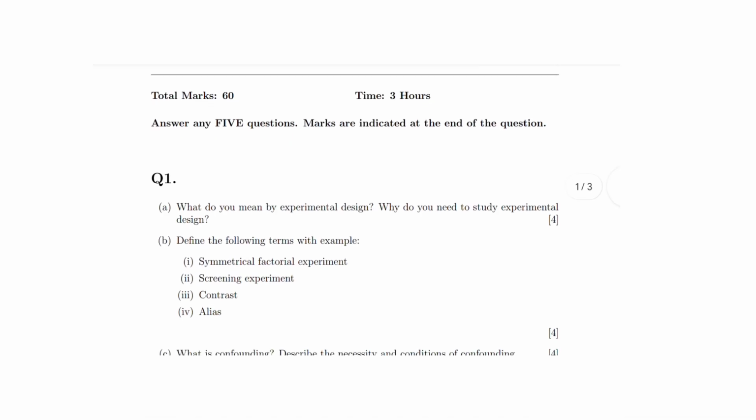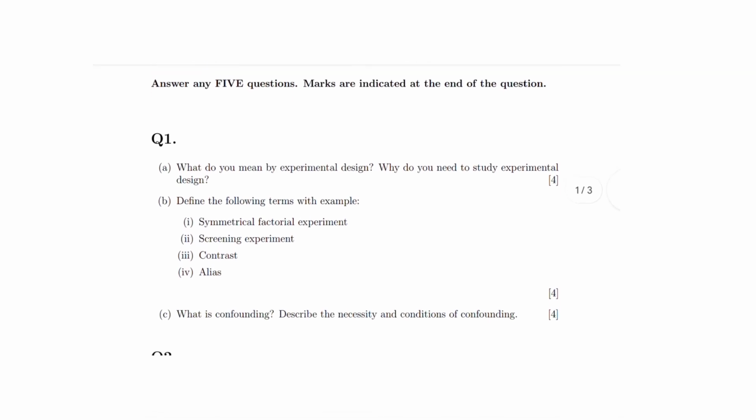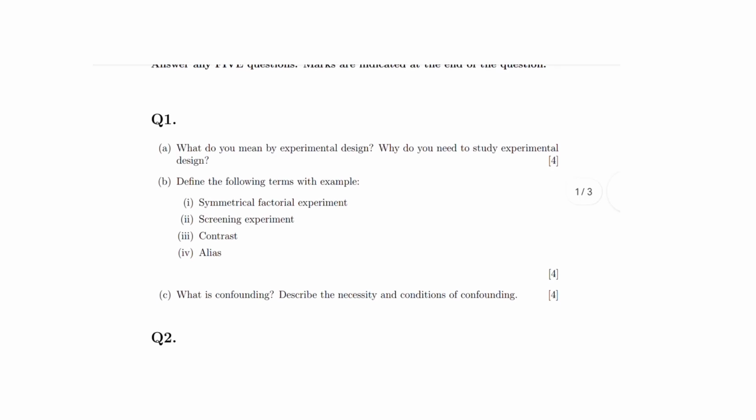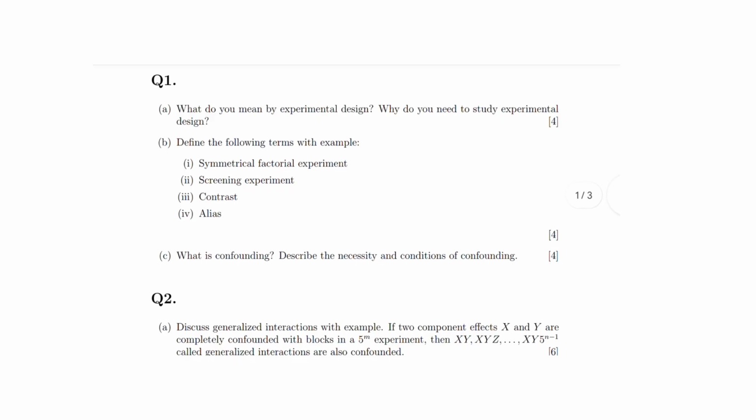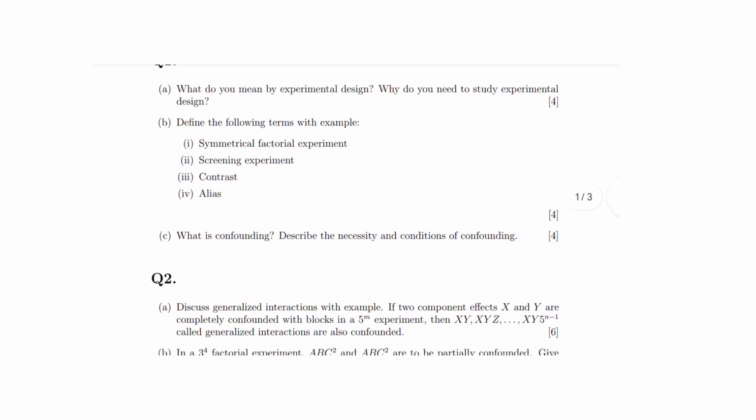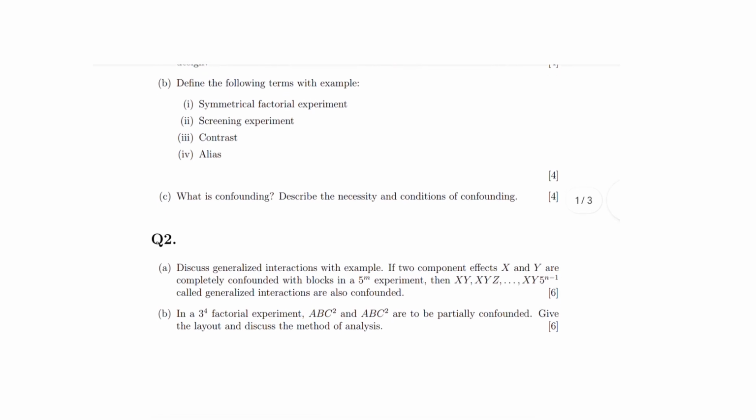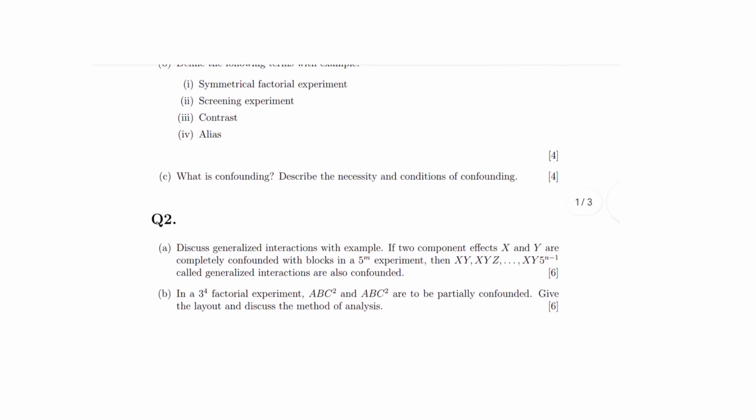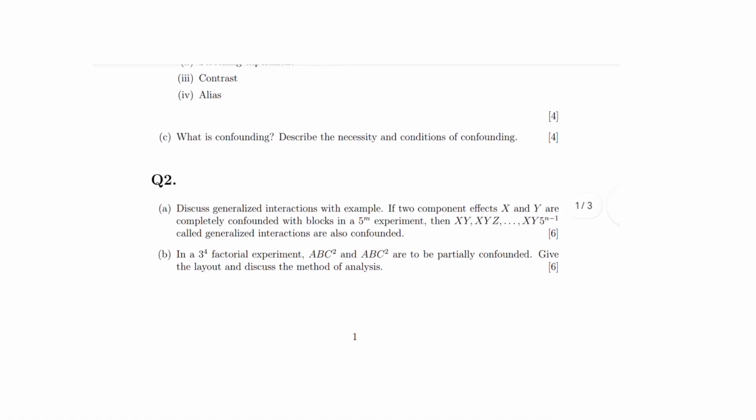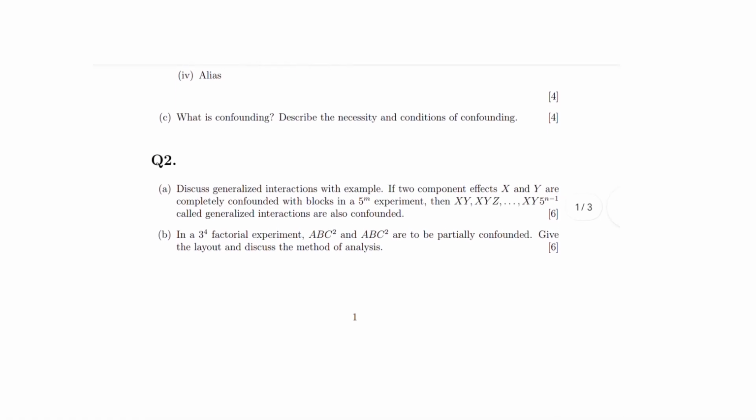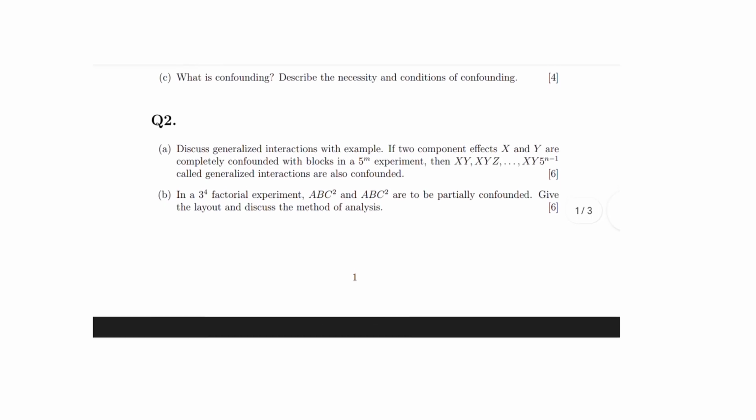4. Q2. A. Discuss generalized interactions with example. If two component effects X and Y are completely confounded with blocks in a 2^k experiment, then XY, XYZ, XY^2 ... called generalized interactions are also confounded. 6. B. In a 3^4 factorial experiment, ABC^2 and ABC^2 are to be partially confounded. Give the layout and discuss the method of analysis.